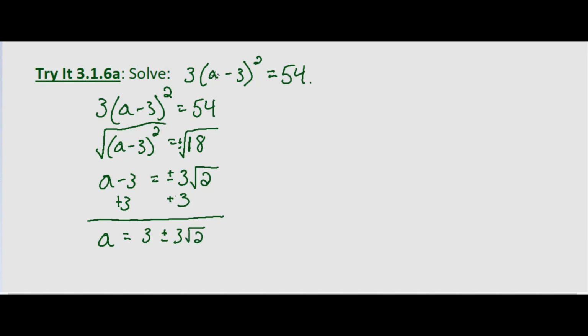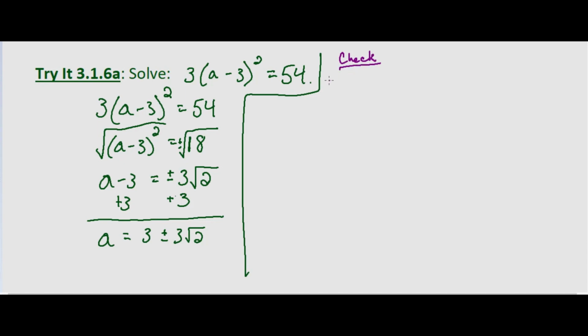Now, because there's something with the variable, when we check our solutions this time, we can't just change the negative to a positive. We'll have to check both of them. So let's start with the negative first. We have the subtraction first. We have 3 minus 3 times the square root of 2.